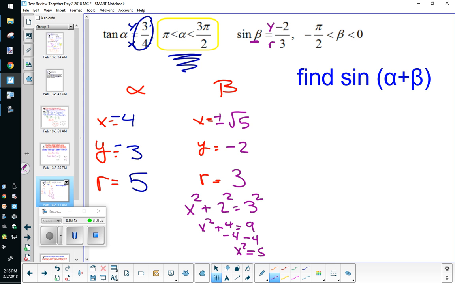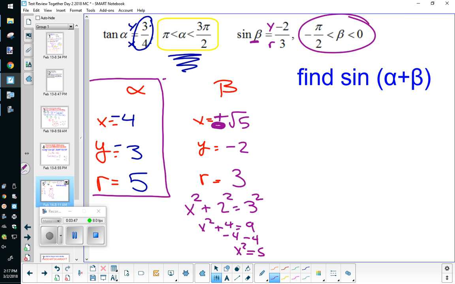To figure out which one it is, you're looking at this. Beta is between negative pi over 2 and 0. Show me with your fingers which quadrant you are in if you're between negative pi over 2 and 0. Here's 0. Where's negative pi over 2 going to be? Yeah, at the bottom, because regular pi over 2 is at the top, so if I do negative, it's down there. If I'm in the fourth quadrant, is that x supposed to be a positive number or a negative number? Positive. It's a positive radical 5. This was the hard part. Once you found your alpha and your beta, then you just have to do the last part, which is actually doing the sum and difference identity.